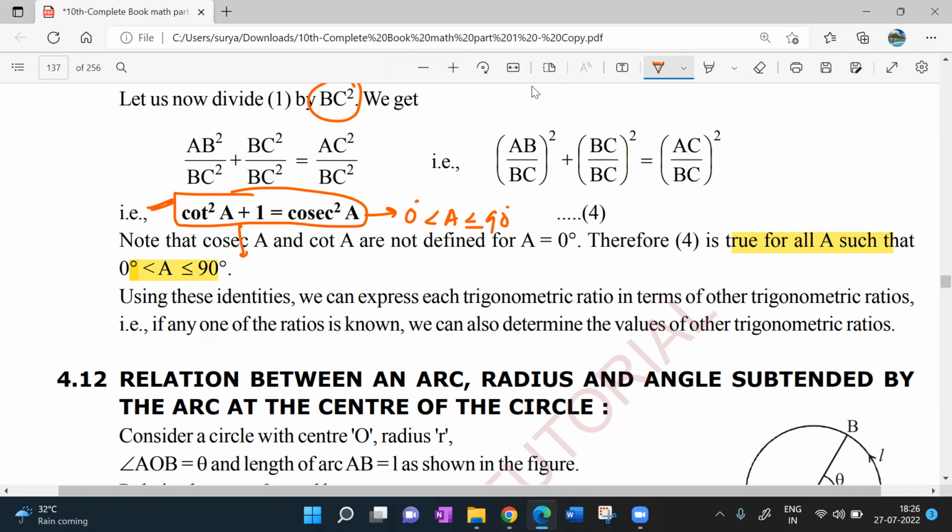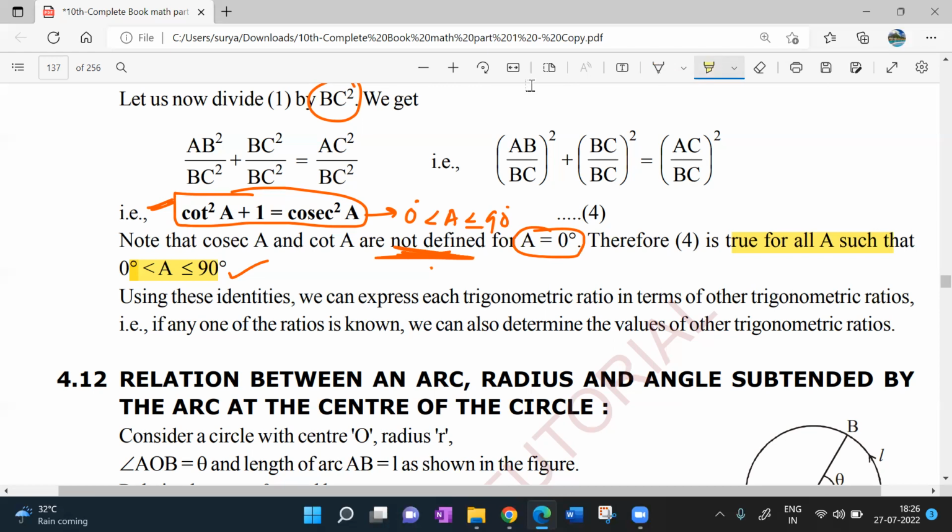Cot 0 is infinite, undefined, right? Infinite plus 1 is infinite. Cosec 0 is what? Infinite. Look at it here: infinite plus 1 is equal to infinite. So which is what? Undefined actually. I do not know. That is why it is not defined. He has written here, for A value 0, it is not defined. Other than 0, between 0 to 90, every value will be included over here. It will be defined for all of them.